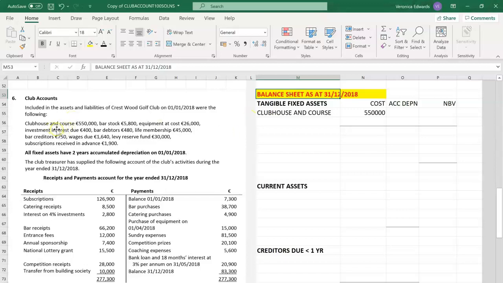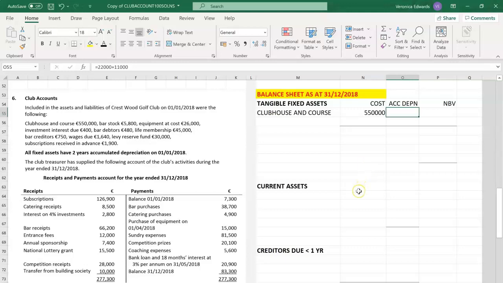If you go to the beginning of the year, it always kind of gives you a good guide to the fixed assets that you might have at the end of the year. So at the beginning of the year, you had clubhouse and course, 550,000. There's no change to that during the year, so you still have that clubhouse and course at the end of the year. Okay, depreciation. How much depreciation had accumulated on that clubhouse and course right up to the end of 2018?